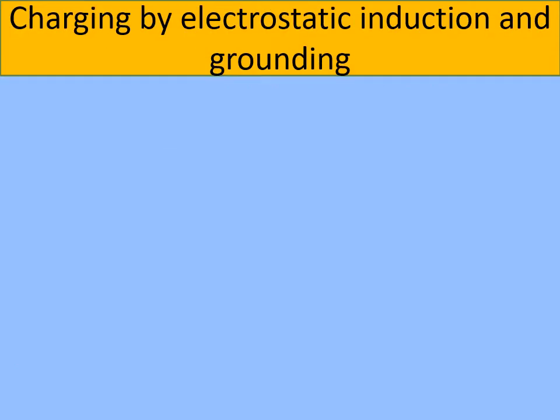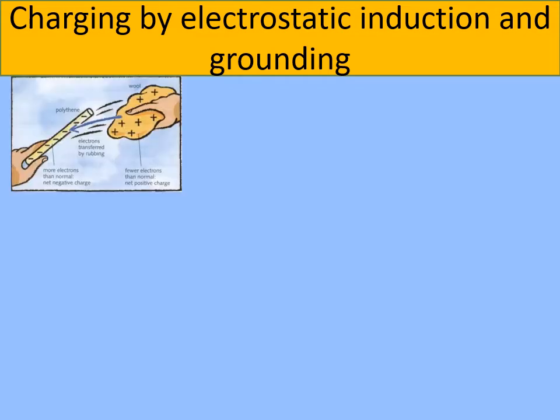I have touched on it. Just want to make it clear that you can make a polythene or a PVC rod negatively charged by rubbing it with a woolen or a silk dry cloth, which transfers electrons from the cloth to the PVC or the polythene rod, as shown in the diagram. That gives the polythene or PVC rod an overall negative charge.